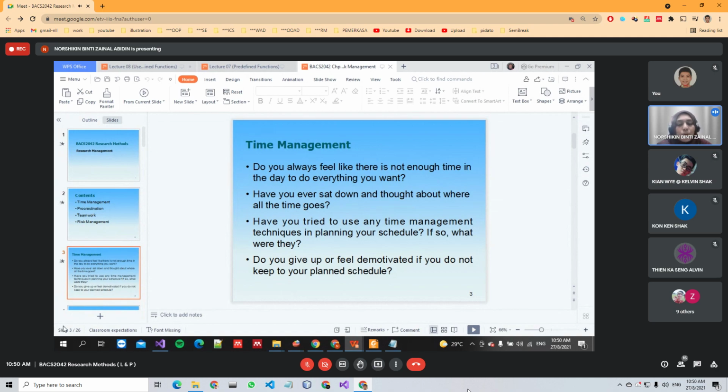So how do you solve this issue, or how can you counter this issue, is by using a time management technique. Actually there are a lot of tools for time management, for research, for projects, for development. For example, the Gantt chart is the most common one. You can find so many time management tools on the internet or anywhere, usually on the internet.